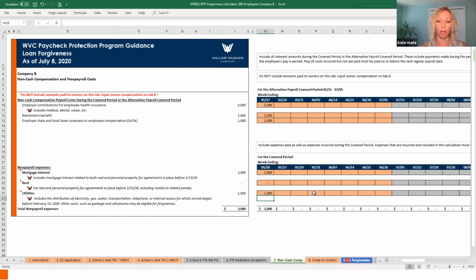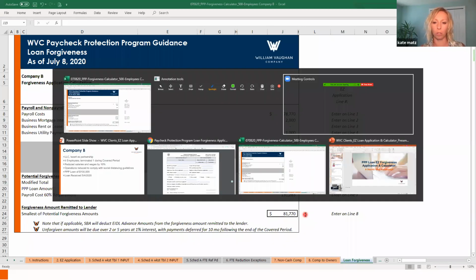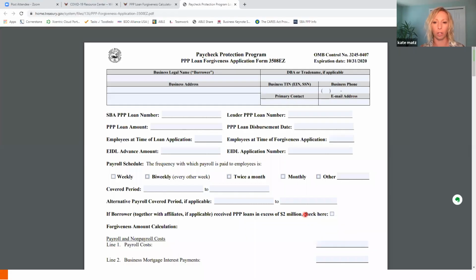So let's assume though, just for purposes of illustrating this here, they've gone back and this is the best they can do, and this is where their final numbers come out for forgiveness, and we'll take a look at putting that into the application. All right, so we'll come back to our EZ application.